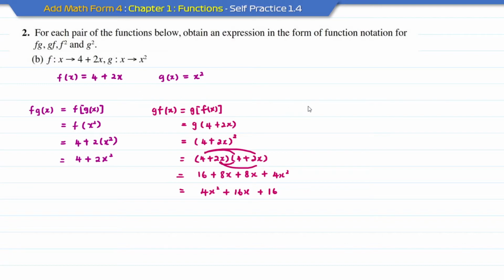Now for the f squared composite function here, this means we're going to insert the function f(x) into the function f again. So f(x) is 4 plus 2x. So I'm going to insert this 4 plus 2x here into the x in the function f.